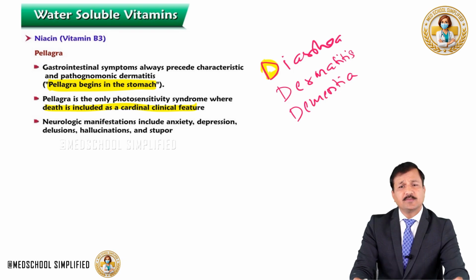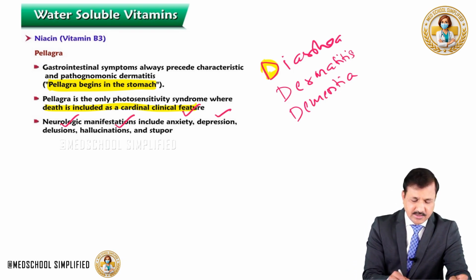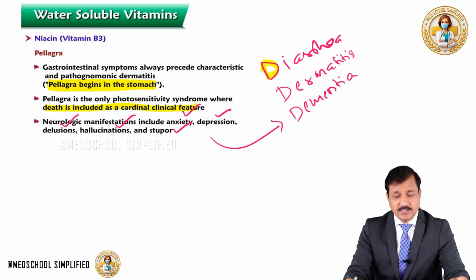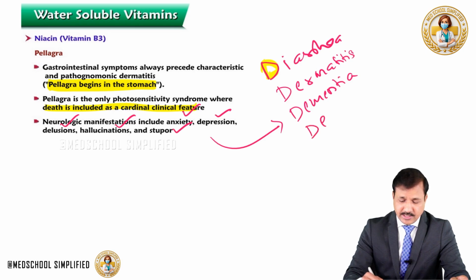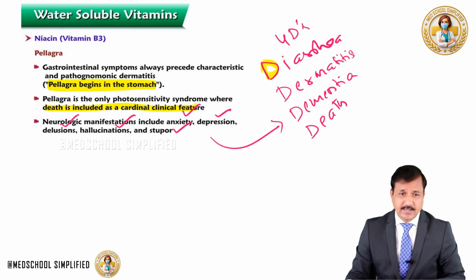So, usually dementia begins as anxiety, depression, delusions, hallucination, stupor and all the way going into dementia, and the last one is death. So, these are the 4 Ds that you can use in the diagnosis of pellagra.